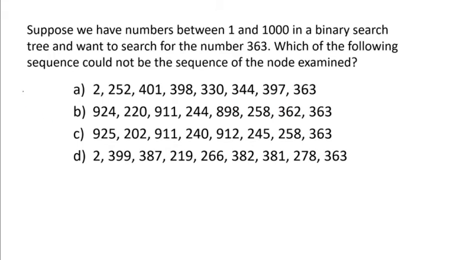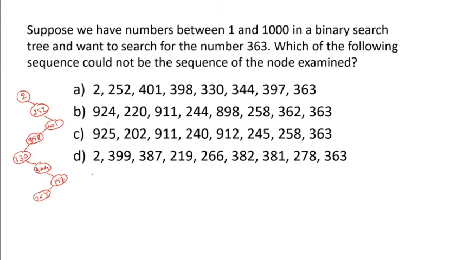Now let us start drawing a tree here. Let me take 2, the first one. 2 is greater, so 252. Next 401, yeah, 401 will come here. 398 will come here. 330 will come here because it is less. 344, yeah, it will be greater. 344 and 397, and then 363. Yeah, this is correct. Nothing wrong with this, right?